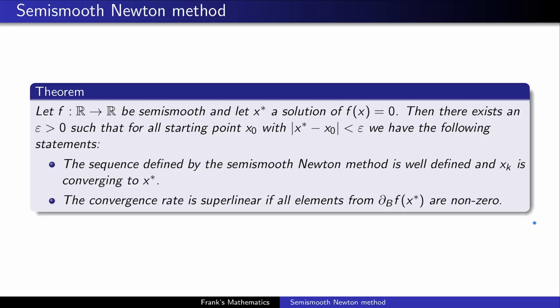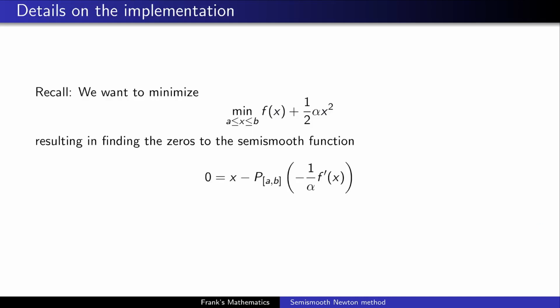Okay, so this now uses everything we have established in this video. We use the semismoothness and we use the generalized gradient to now have a method at hand which can deal with functions which are non-differentiable in the classical sense. However, we still obtain convergence. So recall what we started with. We started with minimizing the Tikhonov regularized problem, minimizing f plus some regularization term. And we showed this can be reformulated in finding the zeros of the following semismooth function.